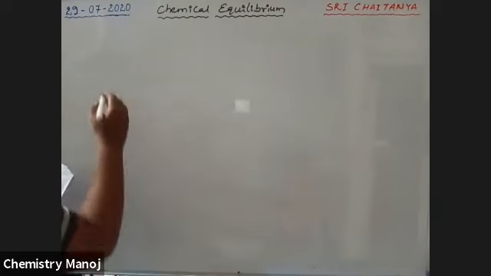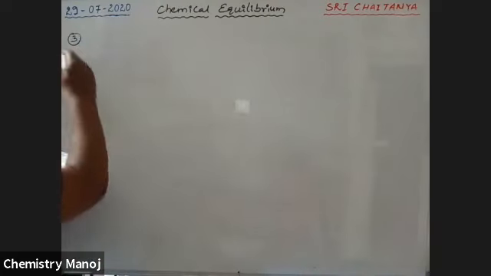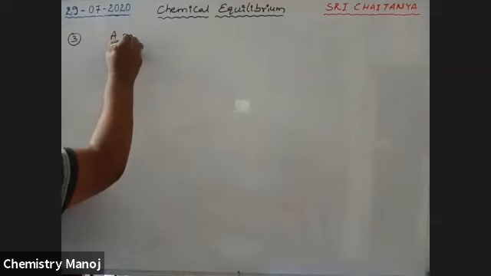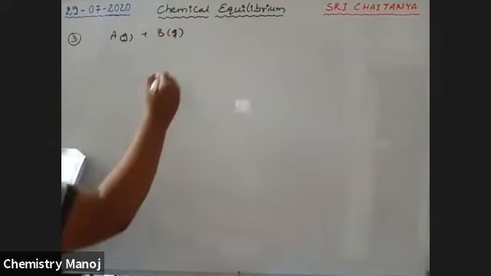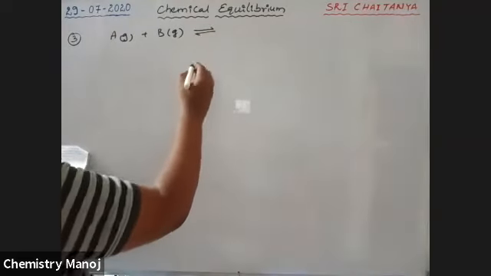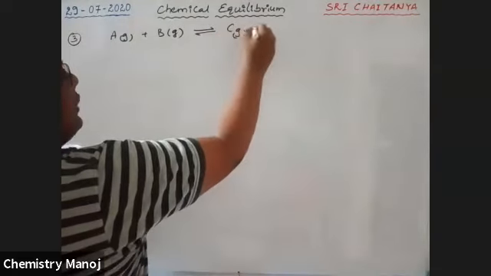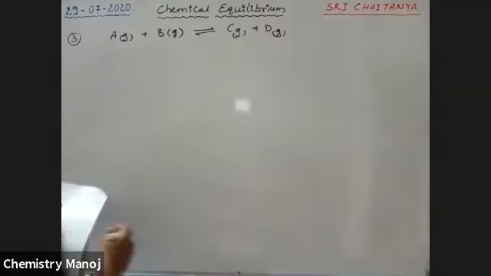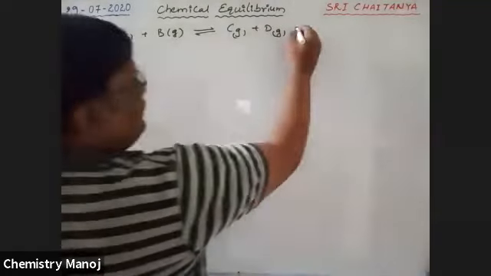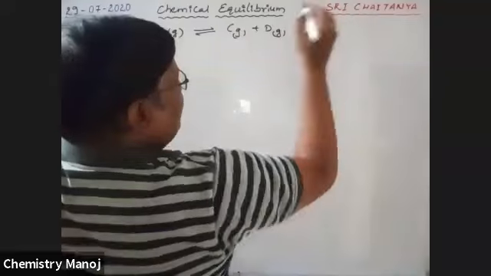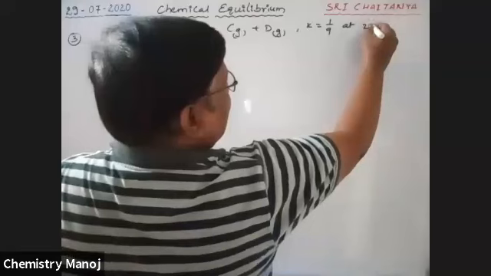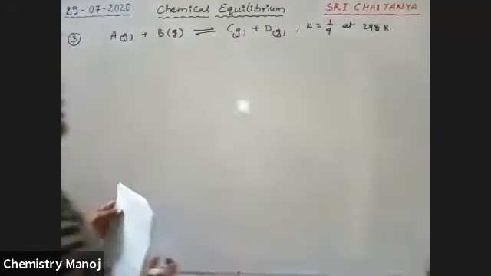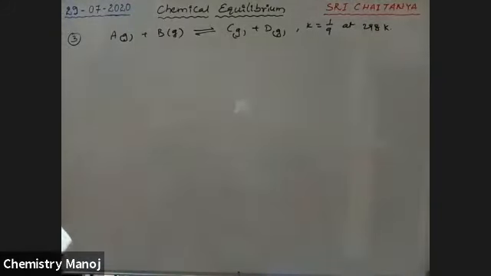Next question. A gas plus B gas reversible with C gas plus D gas. For this, K is equal to 1 by 9 at 298 Kelvin.